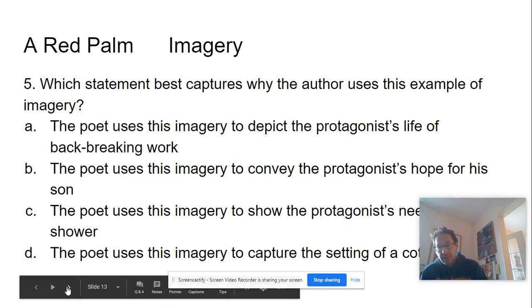The poet uses, this is C now, "the poet uses this imagery to show the protagonist's need for a shower." He's not dirty. He's not giving this just to say that he needs to shower. I can certainly eliminate that. And "the poet uses this imagery to capture the setting of a cotton farm." We didn't get a lot of description of the cotton farm in particular. So again, this imagery was not a focus of the poem. It's definitely between A and B. And what do you think it is?